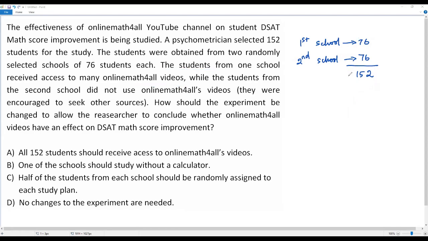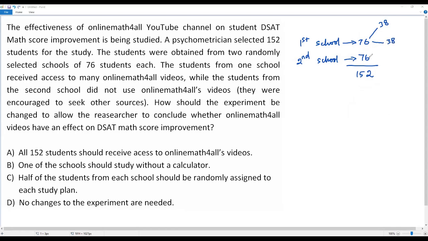Then what is the proper way of doing it? Our aim is to select 50% of the students to access online math for all videos, and the remaining 50% will be given access to other sources. So for that, let's consider 76 students from the first school. In these 76 students, we have to take 50% of the students, that is 38 students. These 38 students should be given access to online math for all videos. The remaining 50%, that is the remaining 38 students, should be given access to other sources.